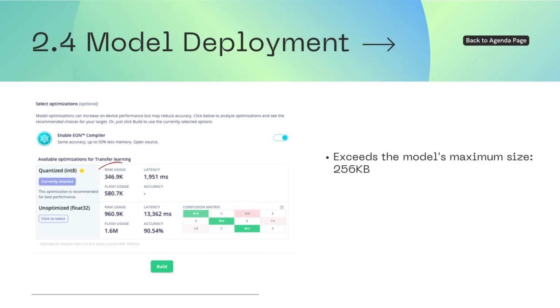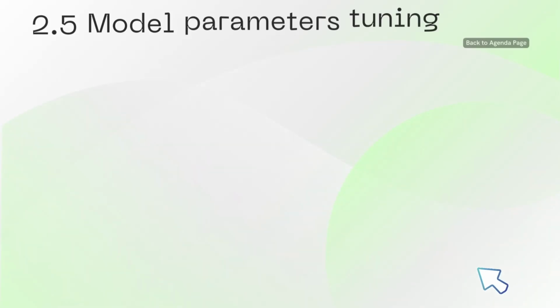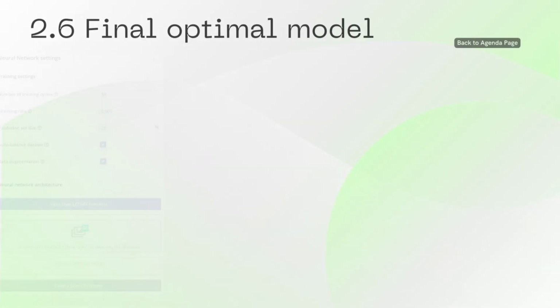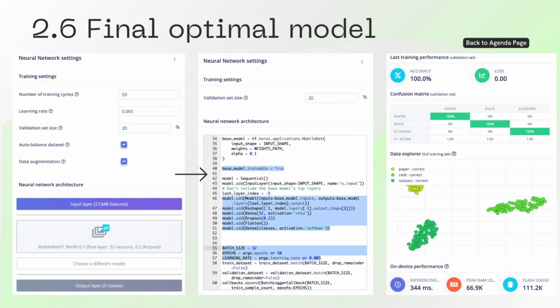However, you can see here, even with the EON compiler on, the RAM usage still exceeds the maximum allowed size on the Arduino Nano board. Hence, EON Tuner is used to experiment with different parameters to get an optimized model within the RAM usage of 256 KB. To get a model with the best performance on unseen data, model number 5 is chosen, which is the MobileNet V1, as you can see here from the left picture.